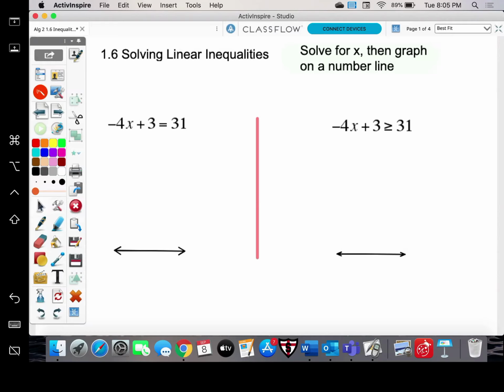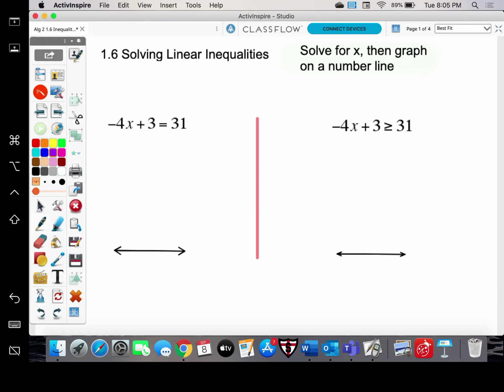For 1.6 here, we're going to solve some linear inequalities, which is probably one of my favorite things in all of Algebra 2. They're just so fun to do, so let's get started. Let's do this first one, a linear equation. So we're going to tie back to stuff that we know how to do really, really well.